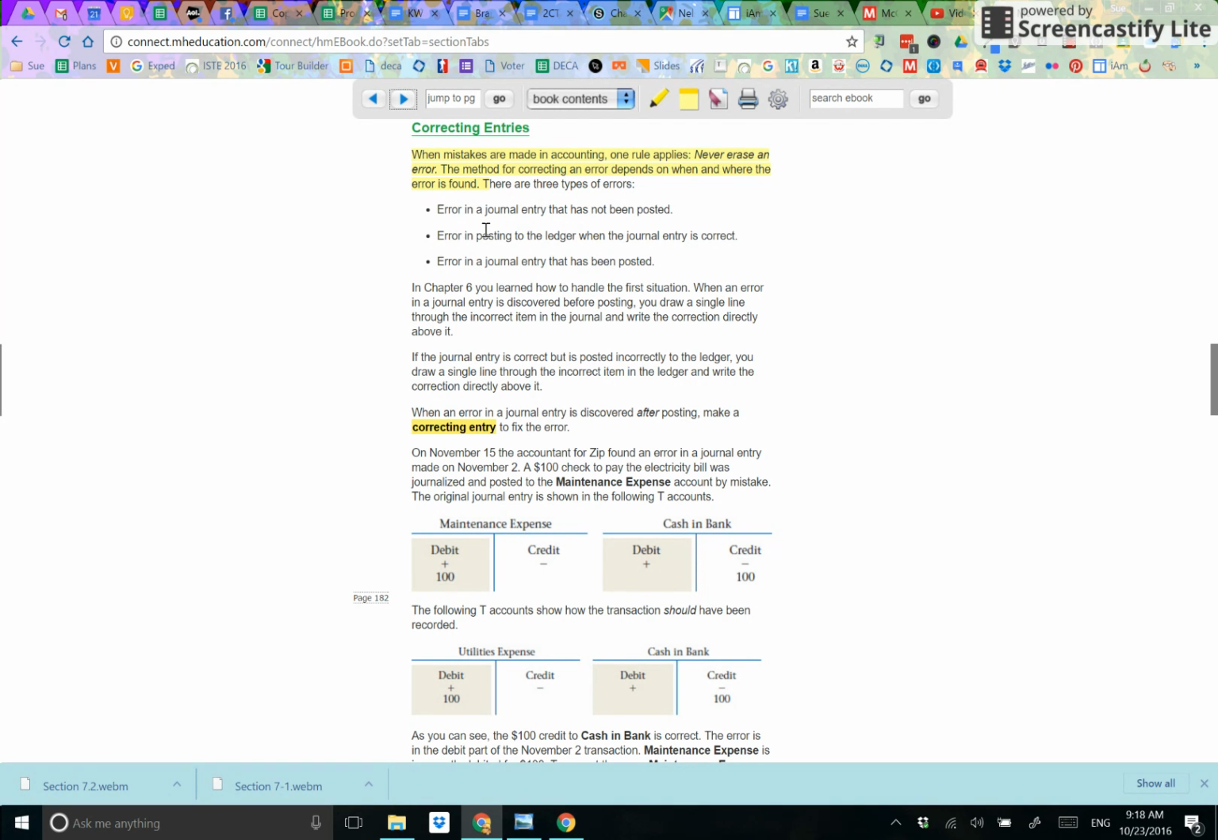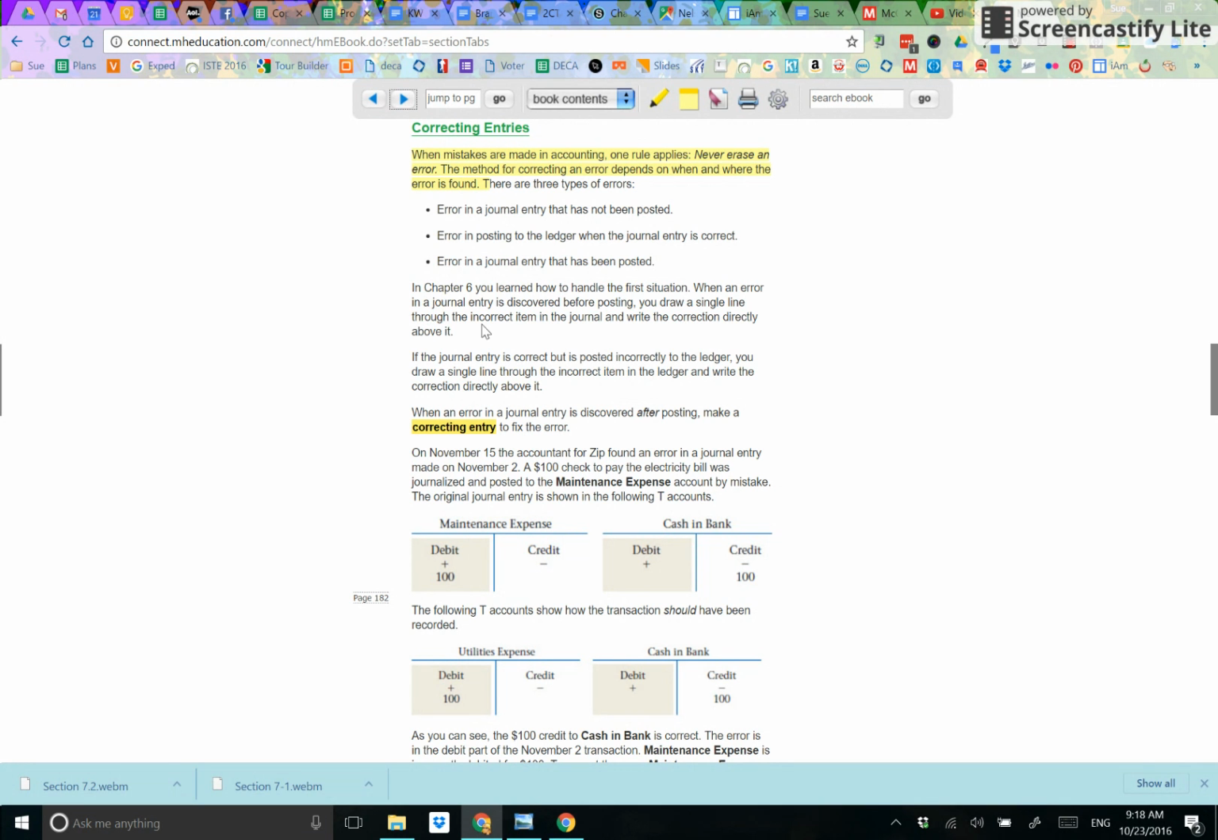There are 3 types of errors. An error in the journal that has not been posted yet. An error in posting to the ledger when the journal entry is correct, you just posted wrong. And an error in the journal entry that has been posted.